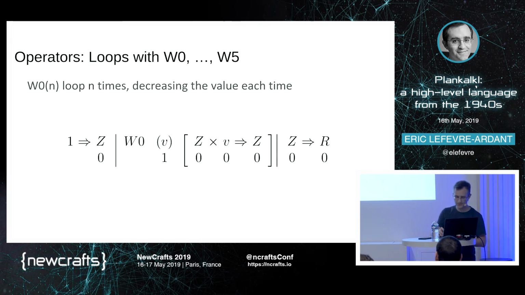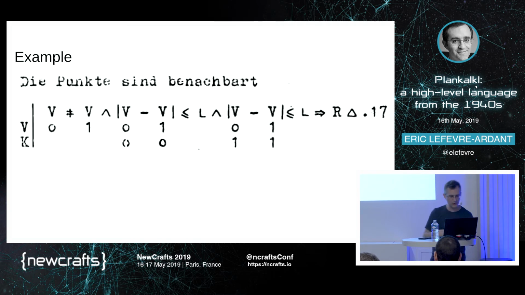Okay, here is another example, straight from the mouth of the horse. This is part of a program, a chess program he wrote. He actually did write a chess program like everybody was doing at the time, like Turing did, apparently. This computes whether two squares on the chessboard are adjacent.